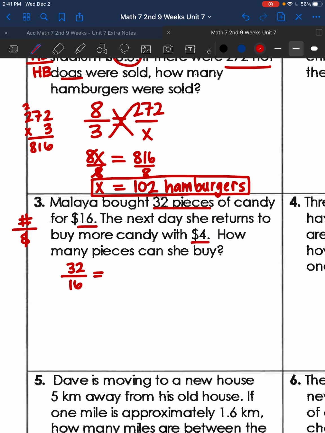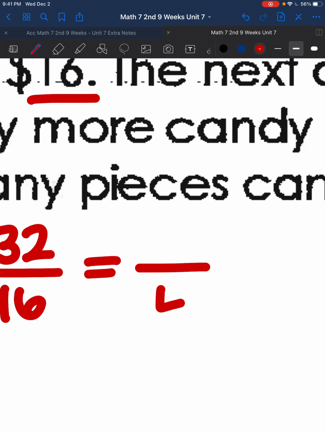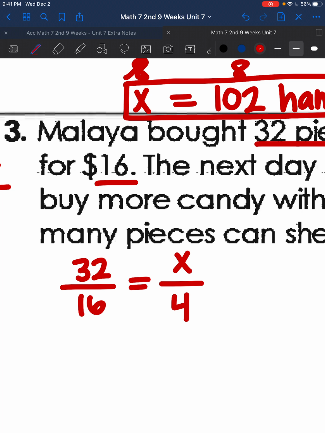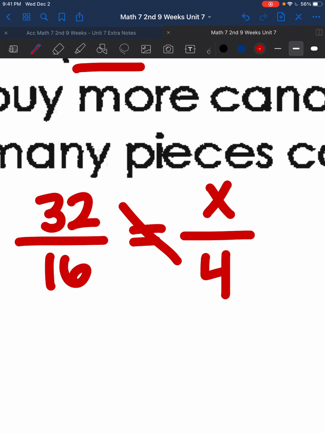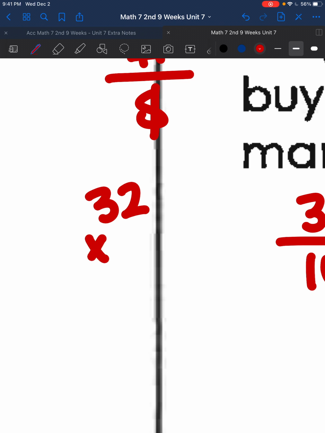Now I need to set that equal to another ratio. And the only thing I know is that she spent $4. So I don't know the number of pieces of candy she bought. So $4 goes on the bottom, and we're trying to figure out this value here. So now I've got my proportion set up. I'm ready to solve. So let's start by multiplying 32 times 4.